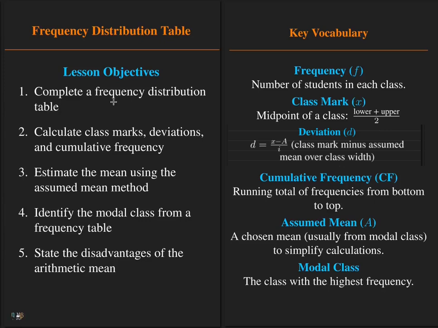In this lesson, we are looking at the frequency distribution table. By the end of this lesson, you should be able to complete the frequency distribution table, calculate the class mark, deviation, and cumulative frequency. You should be able to estimate the mean using the assumed mean method. You should be able to identify the modal class from the frequency table. And finally, you should be able to state the advantages of the arithmetic mean.